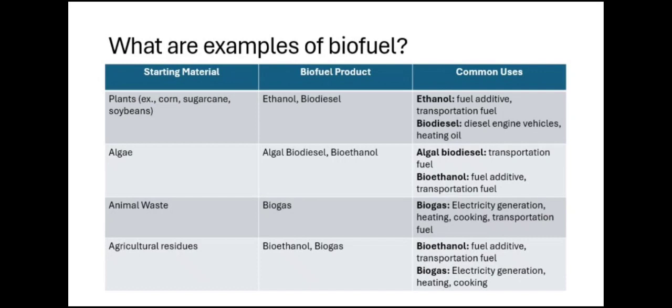So the fourth starting material is agricultural residues. And biofuel products are bioethanol and biogas. And common uses: bioethanol is a fuel additive and transportation fuel, and biogas is for electricity generation, heating, and cooking.